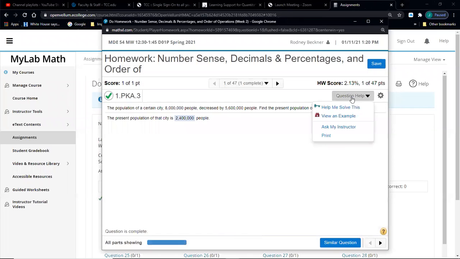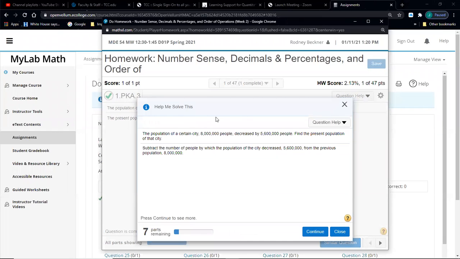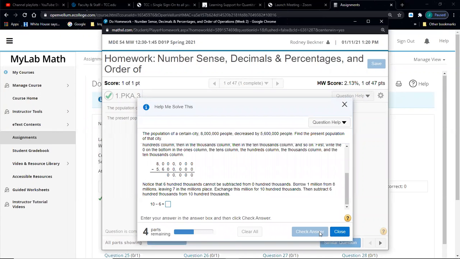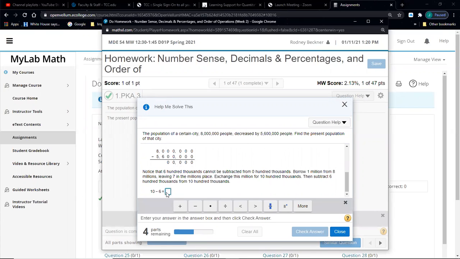Let's say we didn't know how to do this. I would say 90% or more of problems have these 2 tabs, which, by the way, don't use the Ask My Instructor tab. You got to stick to these 2. Help me solve this or view an example. Help me solve this will just take you through the problem. It tells you exactly what to do. It shows you an example. But then it will also ask you for some input along the way.